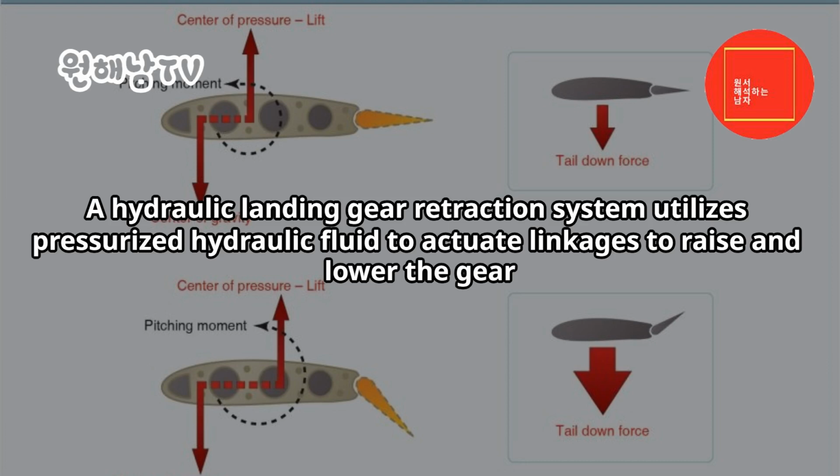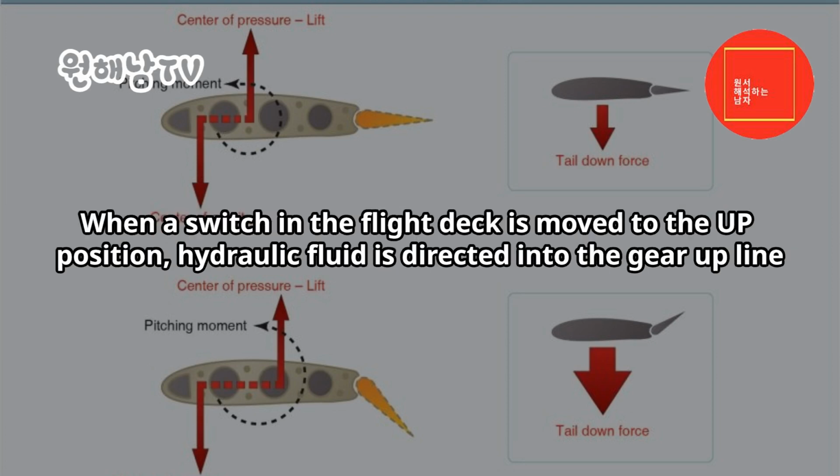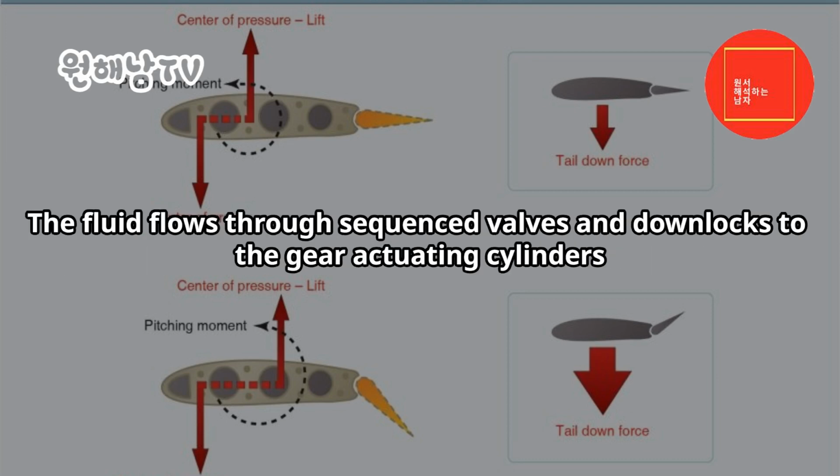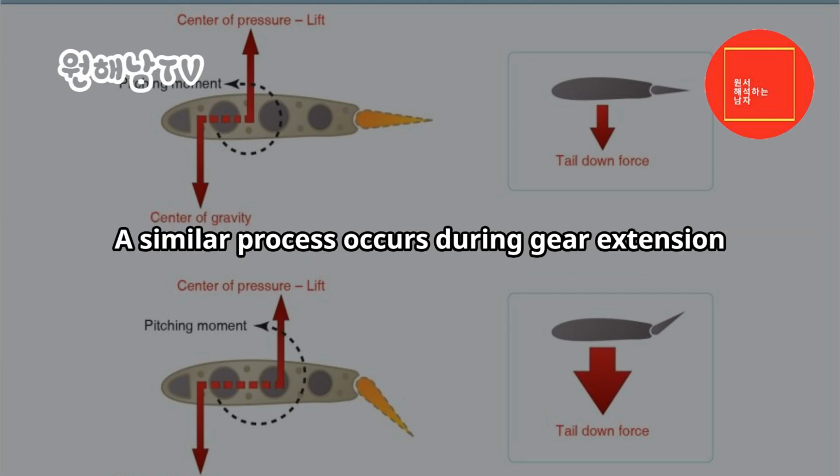A hydraulic landing gear retraction system utilizes pressurized hydraulic fluid to actuate linkages to raise and lower the gear. When a switch in the flight deck is moved to the up position, hydraulic fluid is directed into the gear up line. The fluid flows through sequenced valves and downlocks to the gear actuating cylinders. A similar process occurs during gear extension.